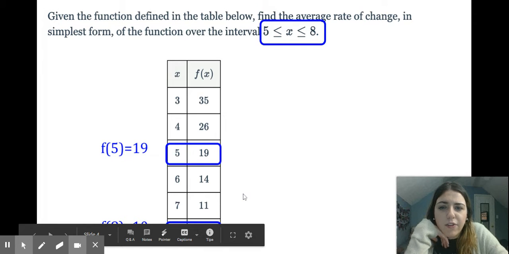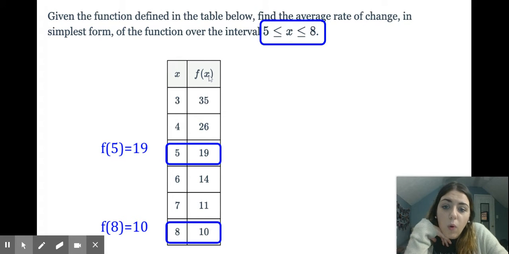Okay, f of x is the same thing as y. So if you think about when x is 5, y equals 19. We just use f of x when we talk about functions.